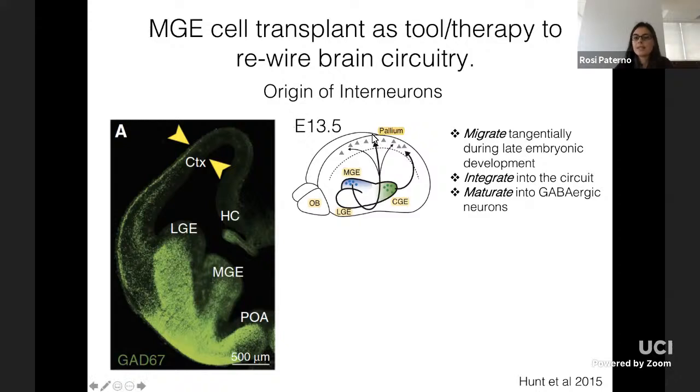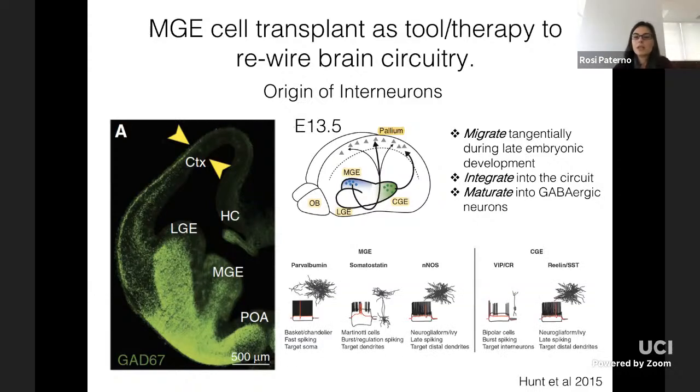Those cells are important. They are able to integrate, so they will form synapses with the circuit, and they will mature into what we know as GABA neurons. In particular, the interneurons can be classified depending upon whether they originate from the medial ganglionic eminence, the MGE, or the caudal ganglionic eminence. From the medial ganglionic eminence, parvalbumin interneurons, somatostatin, and NOS originate. For the CGE, we have instead VIP, calretinin and reelin, which have different properties.